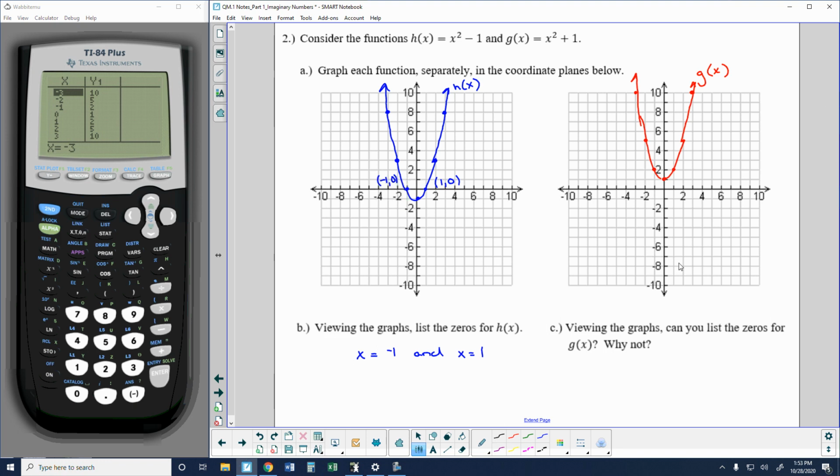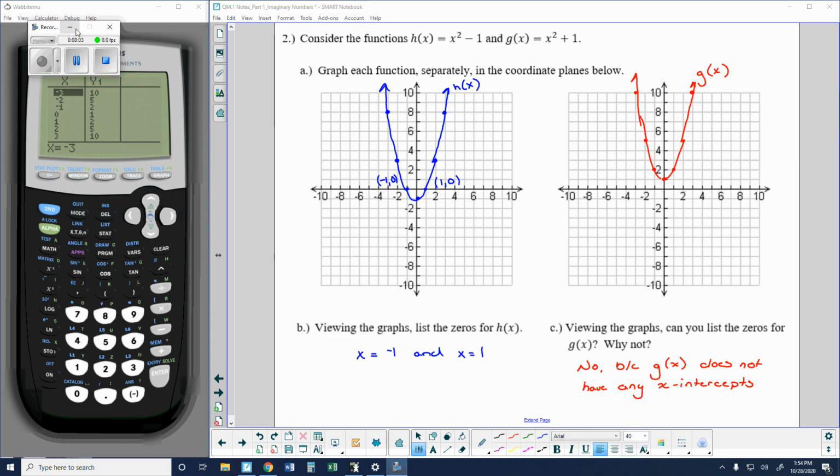Now, if I take a look at g of x, it says, viewing the graphs, can you list the zeros for g of x? You should have said, no, you cannot, because g of x does not have any intersections with the x-axis, or does not have any x-intercepts. Now, this does not mean that g of x does not have solutions. This is where imaginary units come into play.